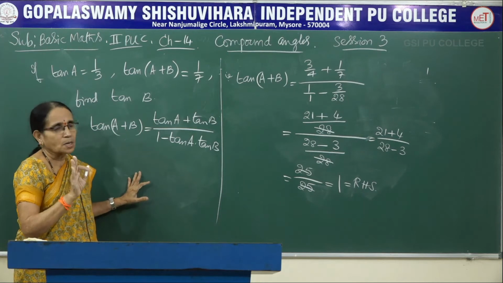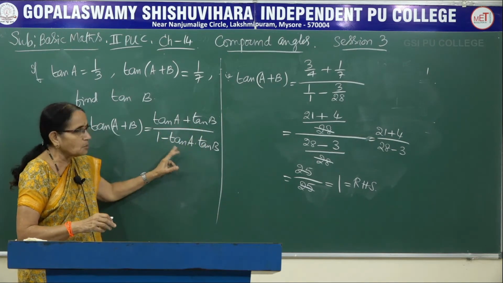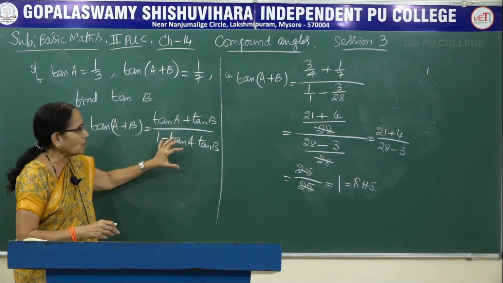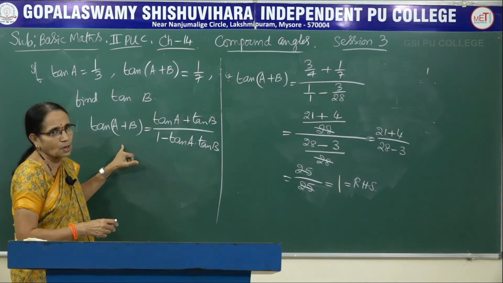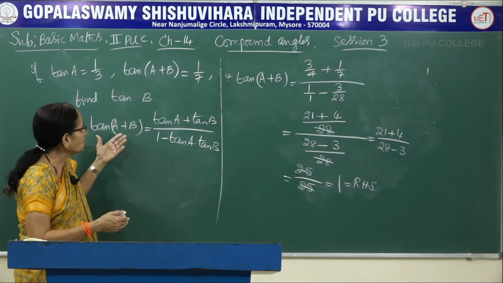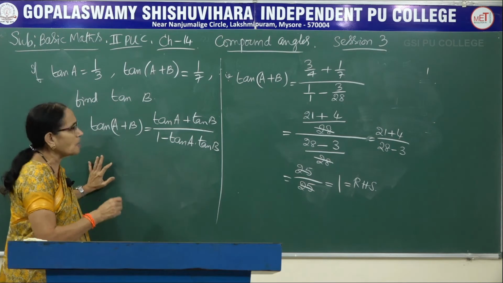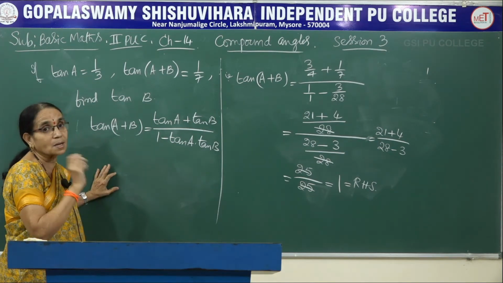There are two unknown quantities. One is tan A, the other is tan B. When both of them are given to us, we substituted on the right hand side and simplified using the arithmetical calculation. We got the value of tan of A plus B. Whether to show that or to get the value, both are same. You use the formula, substitute on the right hand side. And in this problem, same formula we will be using, but let us see what is the data.